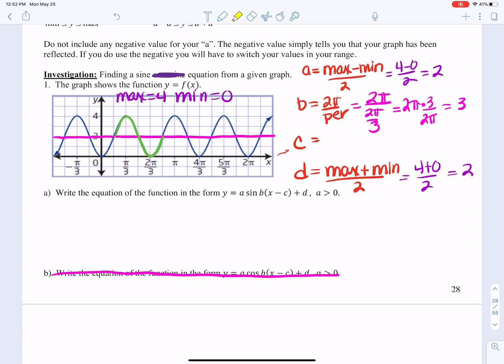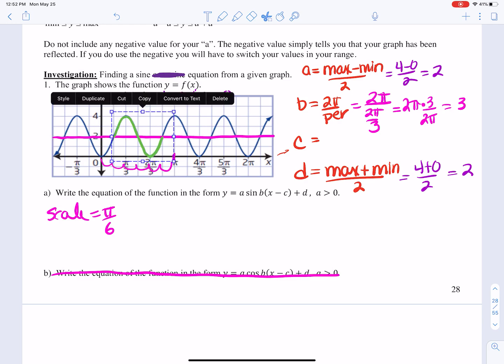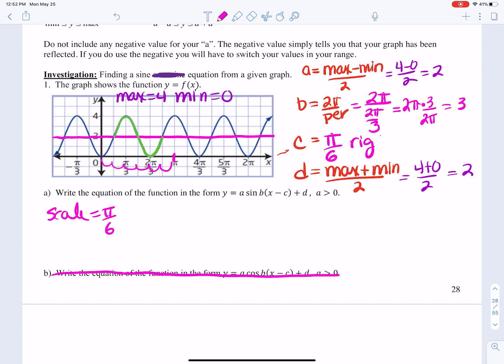Let's find our scale of this graph. We know the scale is how many pieces of the first pi? 1, 2, 3, 4, 5, 6. So my scale is equal to pi over 6. And as we can see, again, this graph started here, and then it went pi over 6 to the right. So my C indicates pi over 6 right. So we're good.